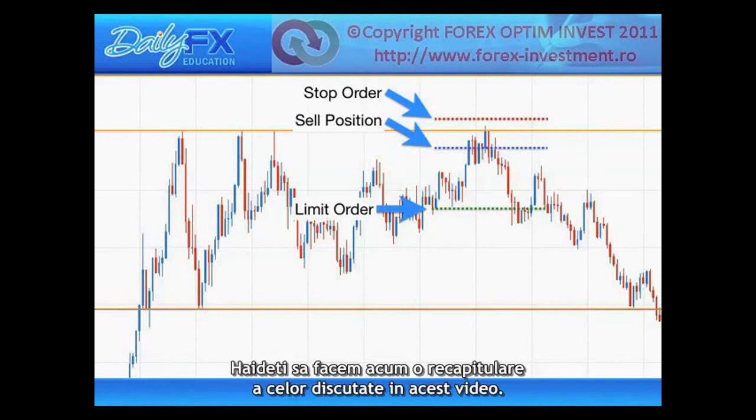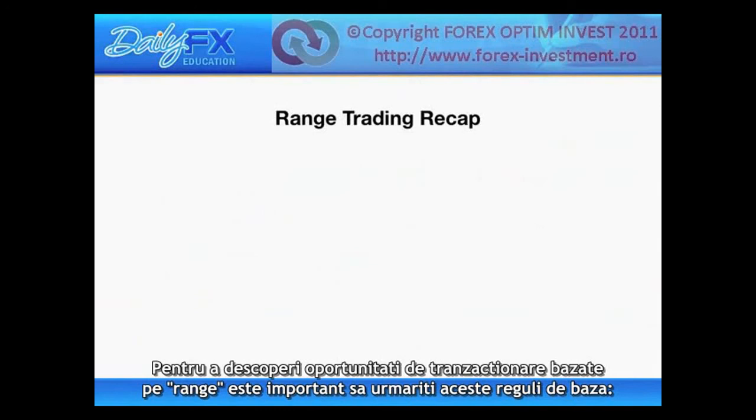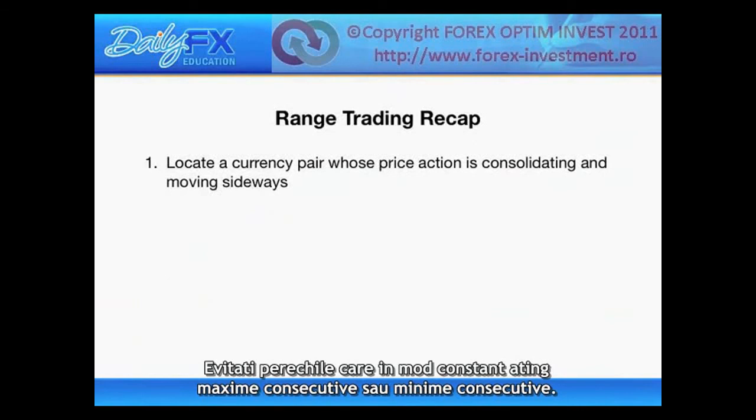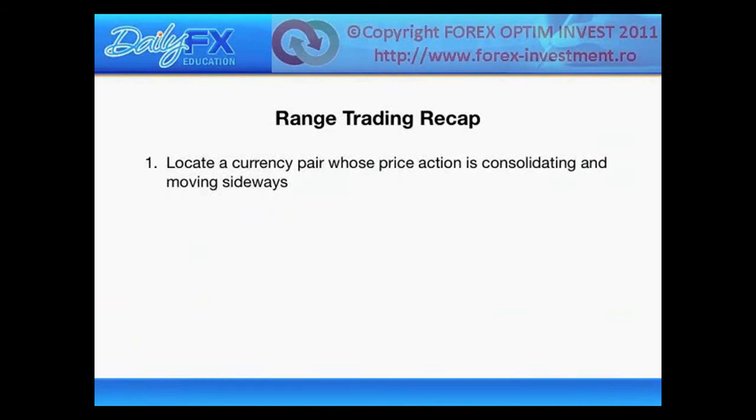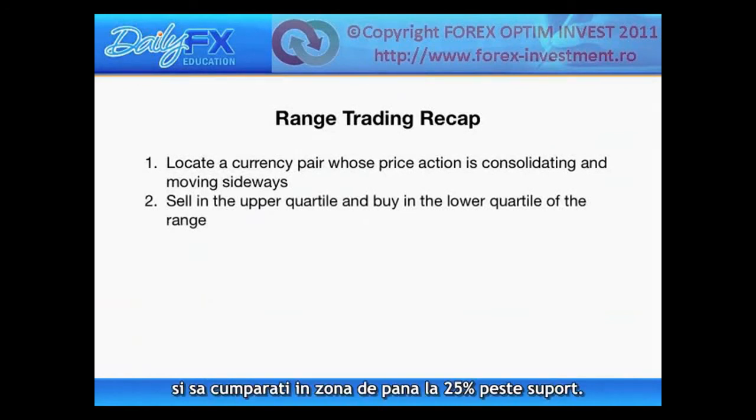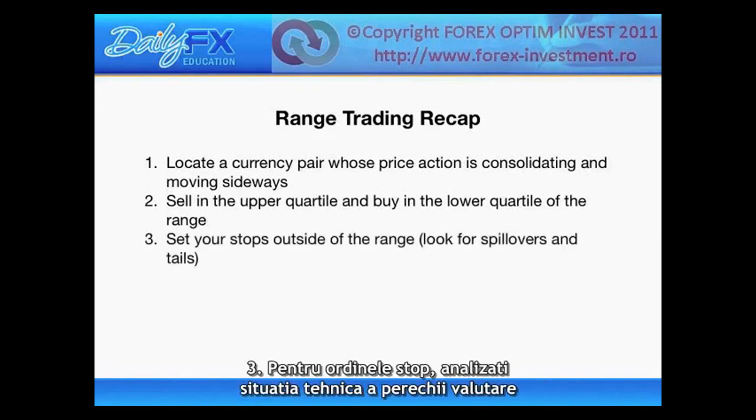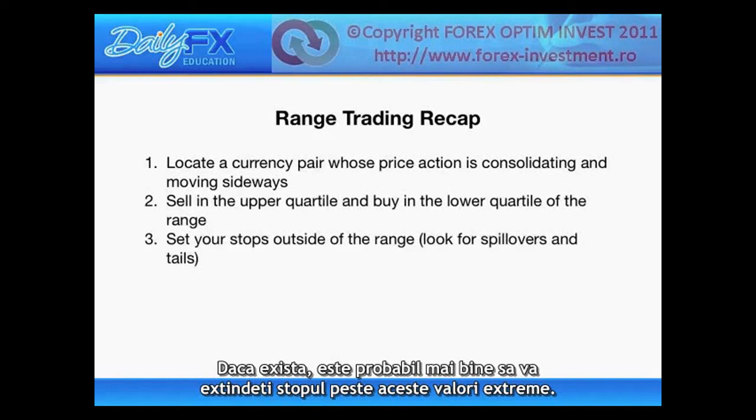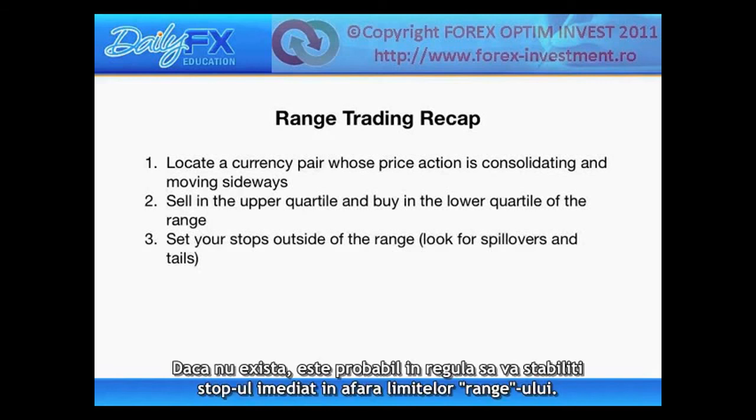Now, let's go ahead and recap what we've discussed in this video. To locate good range trading opportunities, it's important to follow these basic guidelines. First, locate a currency pair whose price action is currently consolidating and moving sideways. Avoid pairs whose price action is steadily creating higher highs or lower lows. Next, look to sell in the upper quartile of the range, and/or look to buy in the lower quartile of the range. For your stops, look over the technical situation of the currency pair and see if there are any spillovers or tails that have formed outside of the range. If there are, it might be best to widen your stop outside of these extremes. If there are not, it's most likely okay to place your stop just outside of the defined range.